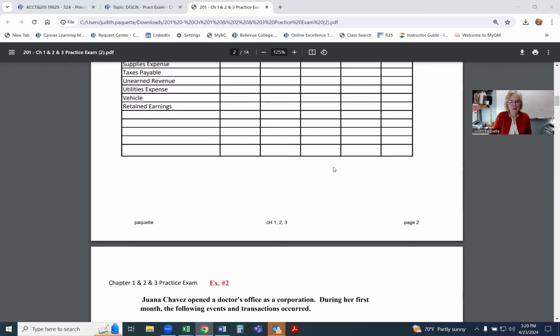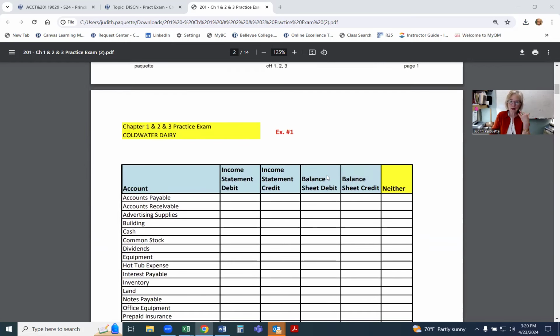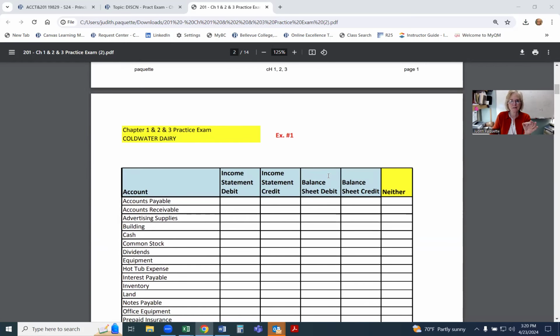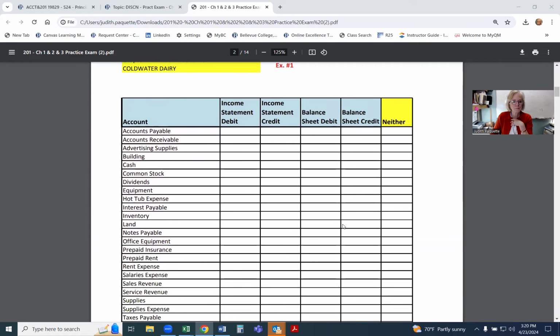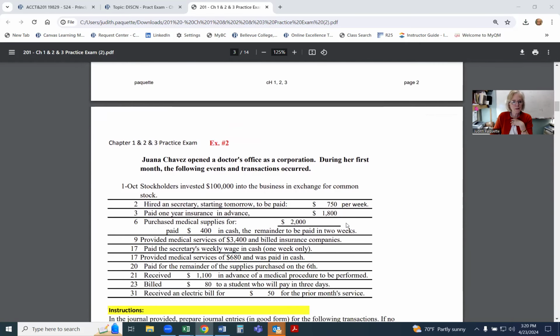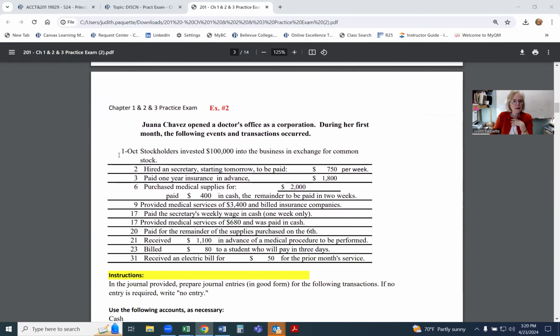Okay. So that's just kind of a drill sheet. Your account ID quiz is just that. It's multiple choice, 20 accounts, income statement, balance sheet, neither, debit or credit. Okay. And let's move down here. So I'm going to shut this down.